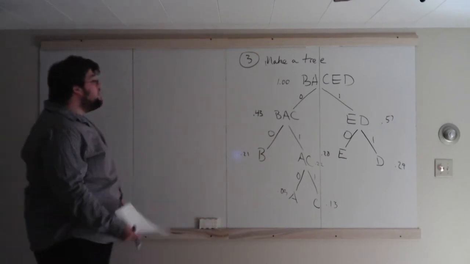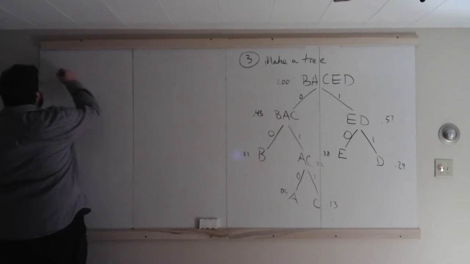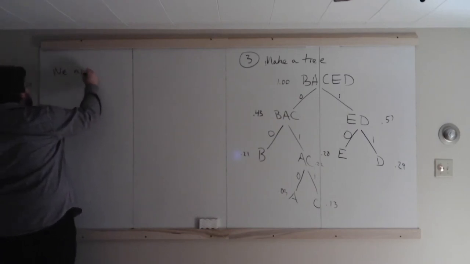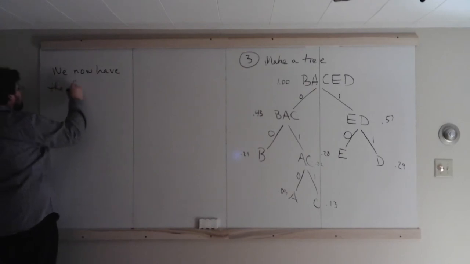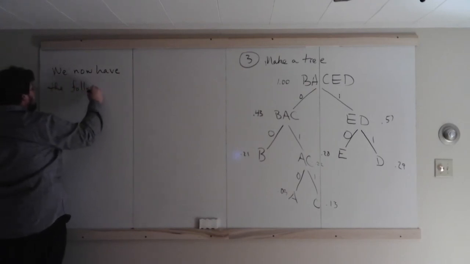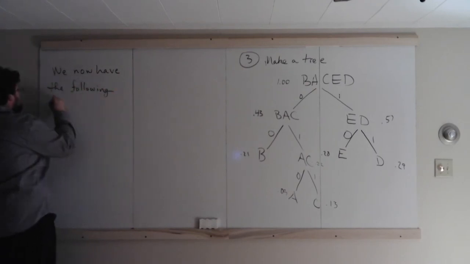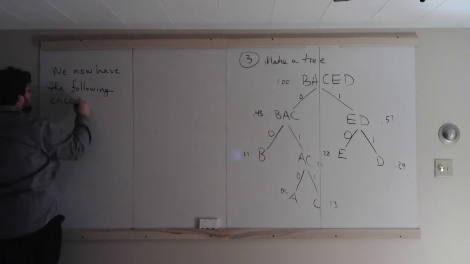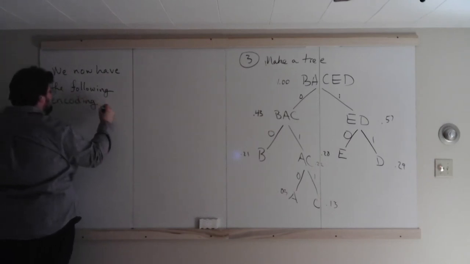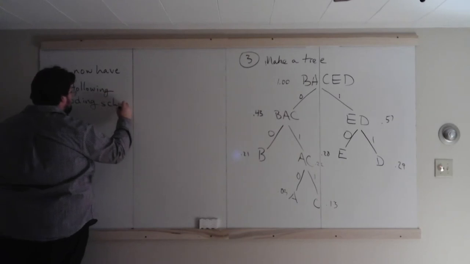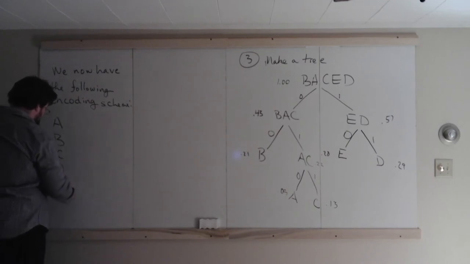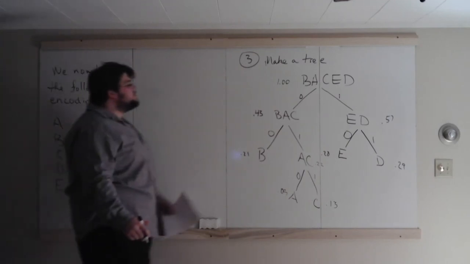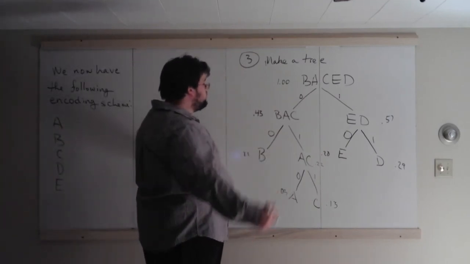So we can now encode. So we now have the following encoding scheme. I'm just going to write these in order, A, B, C, D, E. And how do we get this? Well, we start at the top and we go down to each letter.